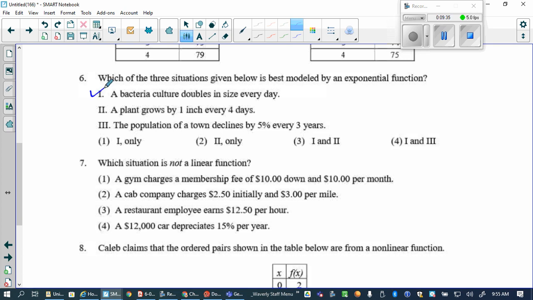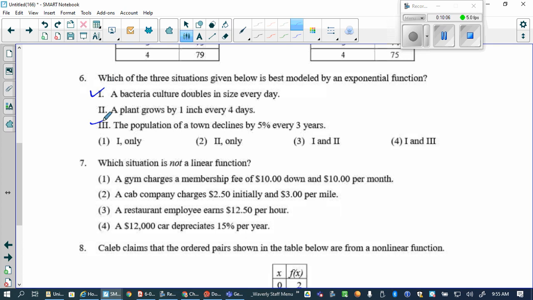How about choice 2? That's just a linear one, because it has a constant rate of change, 1 inch every day. What about choice 3? It has a percent in it, because it declines by 5%. So that's exponential decay.